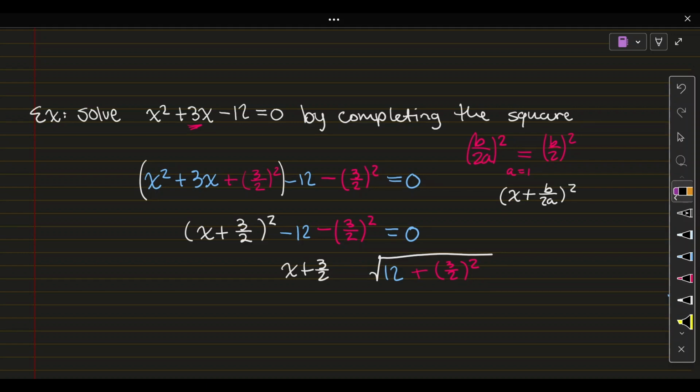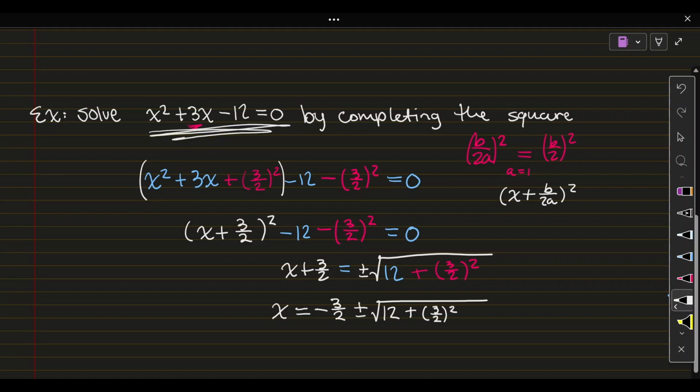Remember that when I take the square root, I get plus or minus. And next I can subtract 3/2 from both sides to get that x is equal to -3/2 plus or minus the square root of 12 plus 3/2 squared. If I were to simplify this, I would get the values that satisfy this quadratic equation up here.